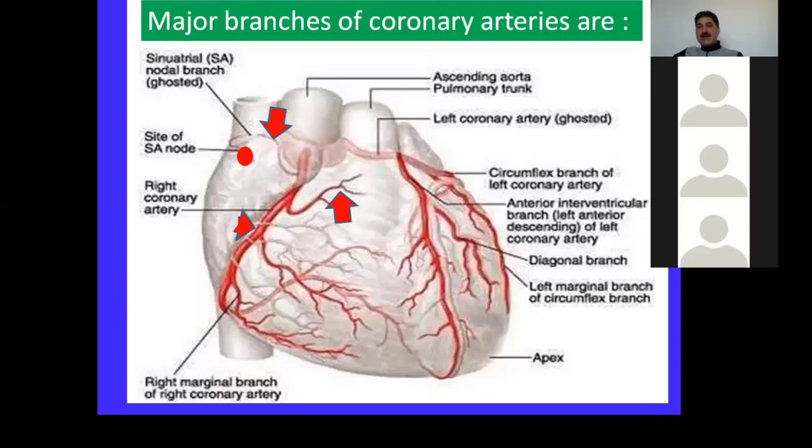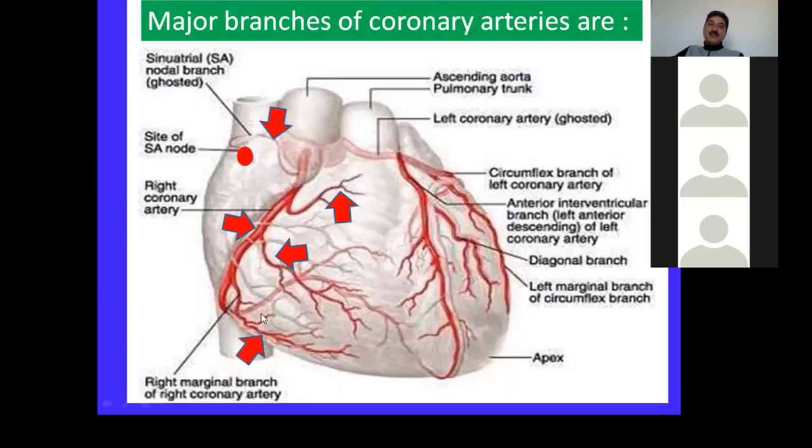Thereafter, you can see, I told you it is like a crown. It gives descending branches and ascending branches. Ascending branches will go to the atria and descending branches will go to the ventricles. Now, these small branches are branches for the right ventricle. So we call them ventricular branches. And there are also branches which go towards the atria. We call them atrial branches. So in addition to the SA nodal branch and conus branch, we have ventricular branches and atrial branches which supply the sternocostal surface of the heart.